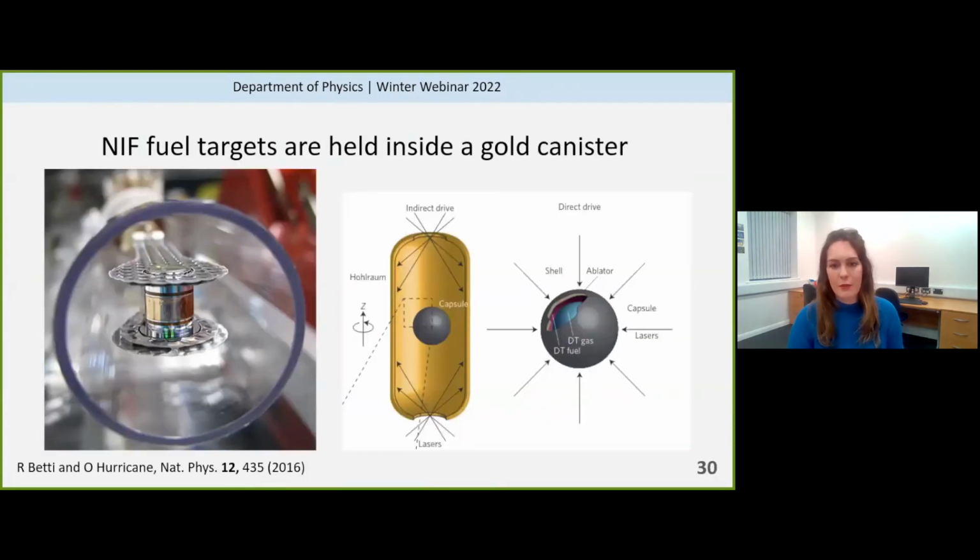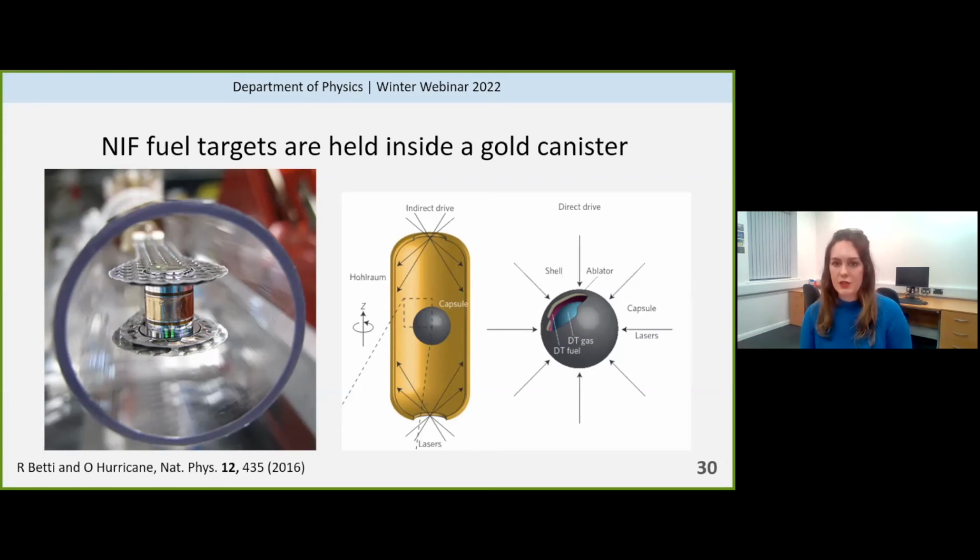So on NIF, the way that our fuel capsules, our little pellets, are set up is slightly different to the diagram that I just showed. We'll hold our little fuel pellet inside a little gold canister, which is known as a hohlraum. The reason we do this is because firing these 192 lasers around the capsule is all well and good, but it has to be super, super precise. If you misplace even one of them a little bit, it means that you're not going to compress your fuel completely symmetrically. So you're not going to get quite as good fusion coming out, and it's not going to be the most efficient shot that you can have.